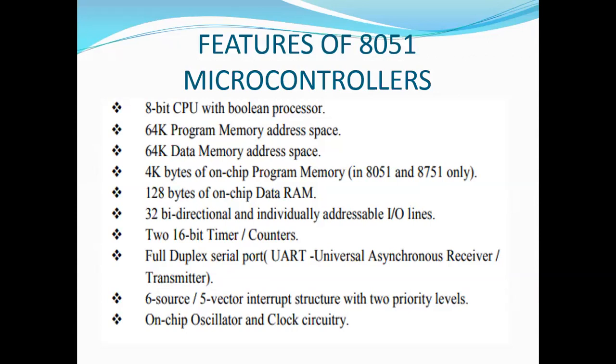Okay, then next is 32 bidirectional pins, that is, IO lines. Two 16-bit timer counters, that is, timer 0 and timer 1. These are 16-bit, so we divide them into two 8-bit parts: timer 1 lower and timer 1 higher, like that timer 0 lower and timer 0 higher. Then serial transmission only, for the signals and the data. It is called UART, universal asynchronous receiver transmitter. Then 5 interrupt vectors, 6 sources, and one on-chip oscillator circuit are also available.